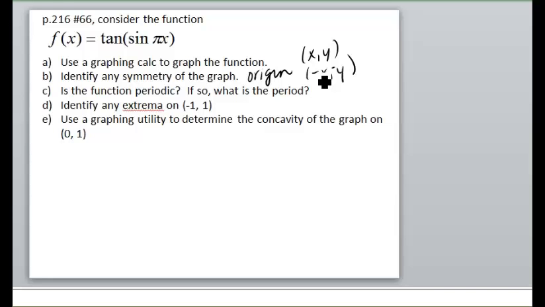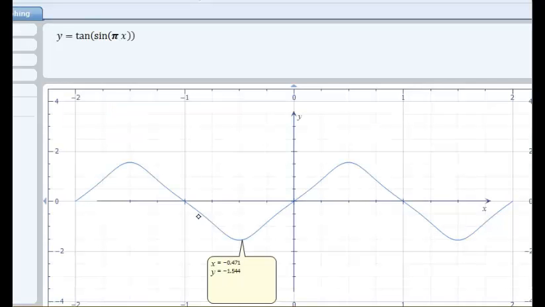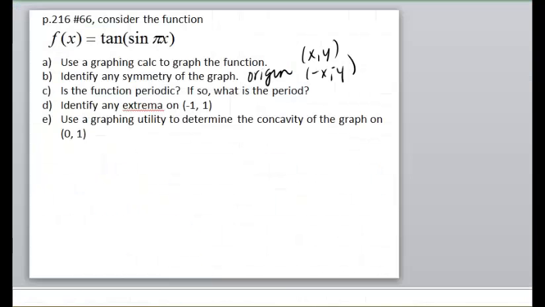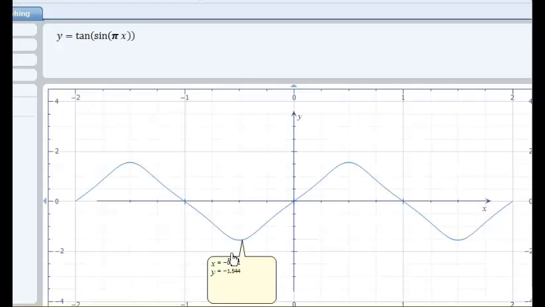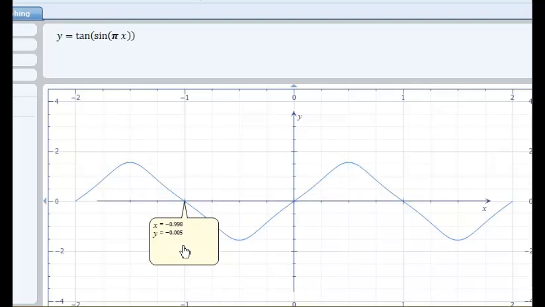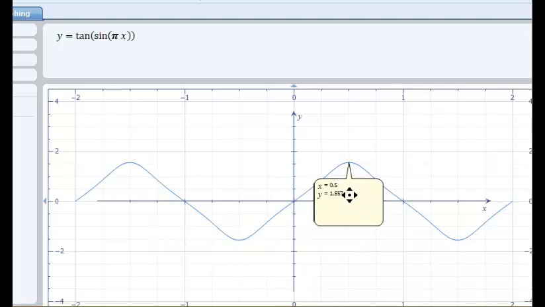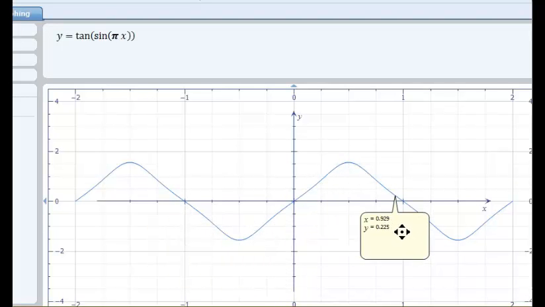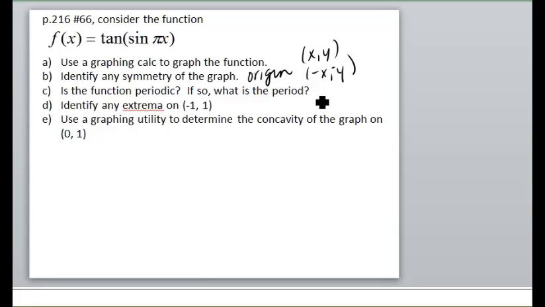Is the function periodic? The answer to that is yes. You can see how it's going up and down and up and down. It's asking what the period is, if it is periodic. So when does it make a complete rotation? It would be from here, so it's -1, all the way to 1. So that means it has a period of 2. It takes 2 units for it to make a complete period. So I'll write that. Has a period of 2.